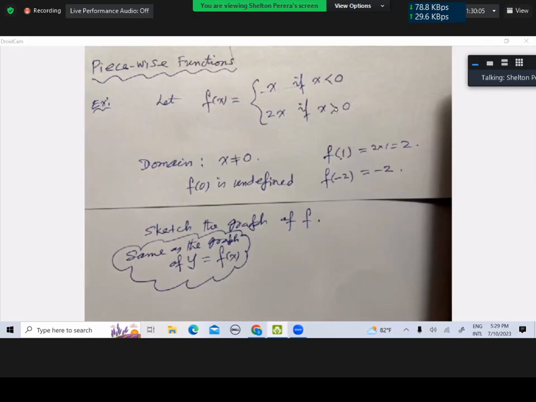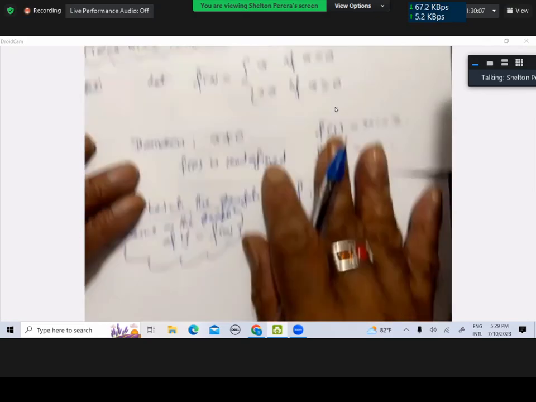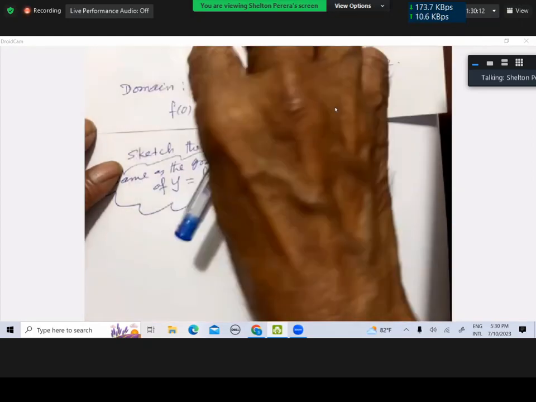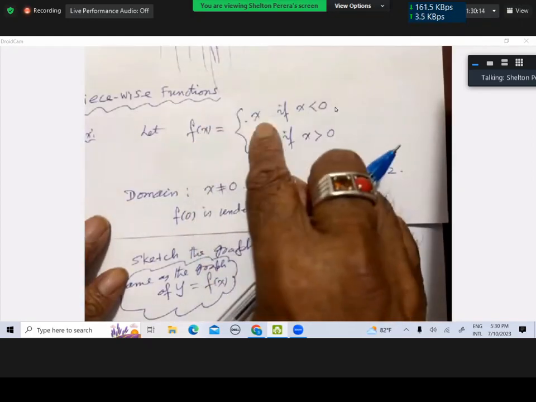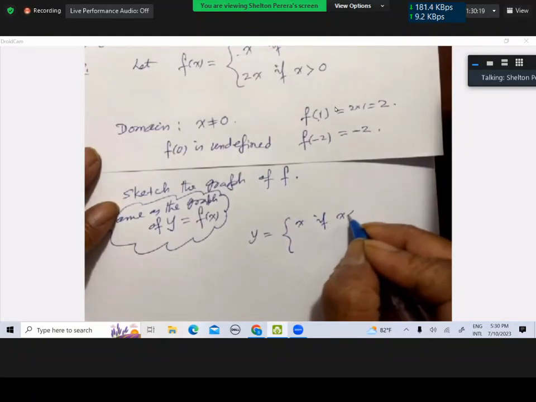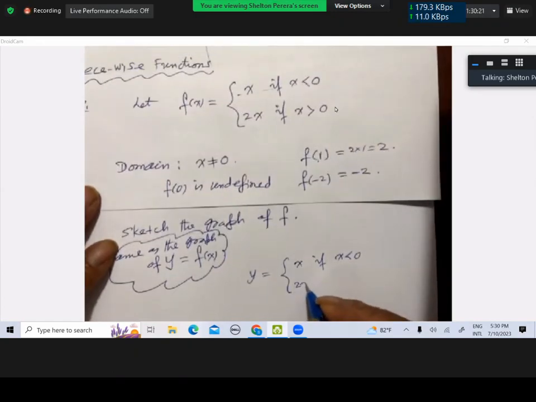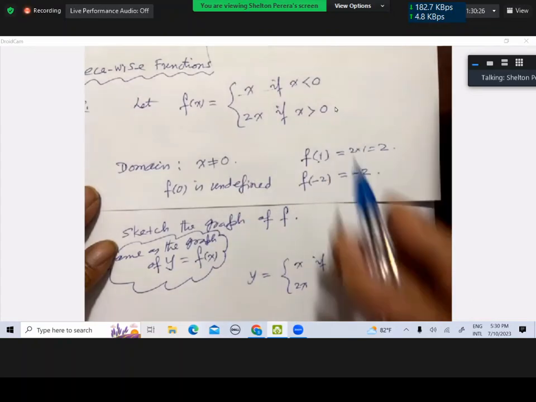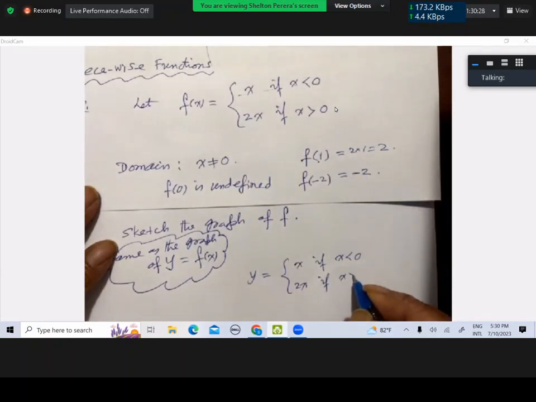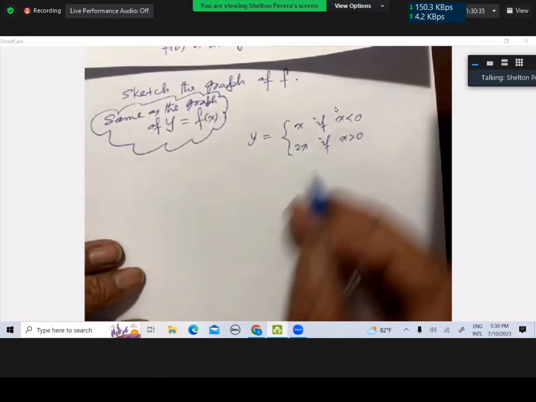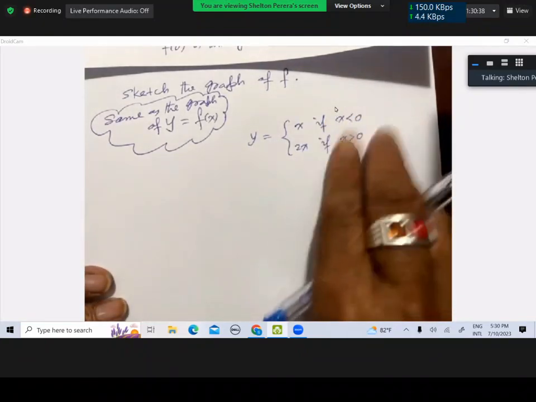But f of x comes in two pieces. So what is y? y is equal to x if x is negative, and 2x if x is positive. So I need to sketch the graph of this. Just forget the conditions for now, and draw the two graphs.